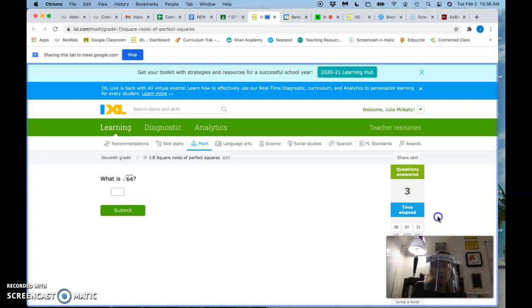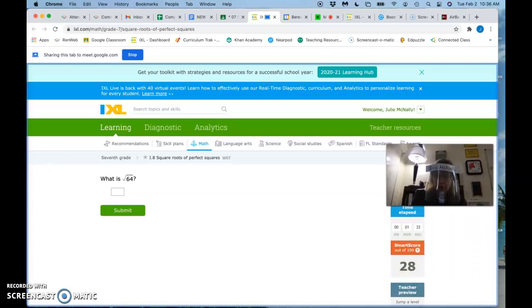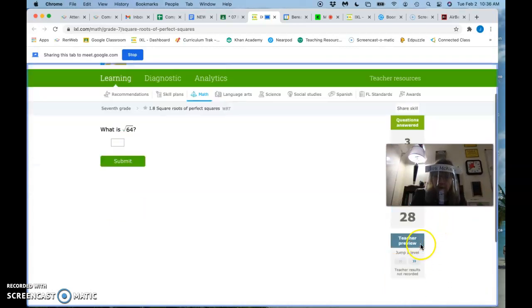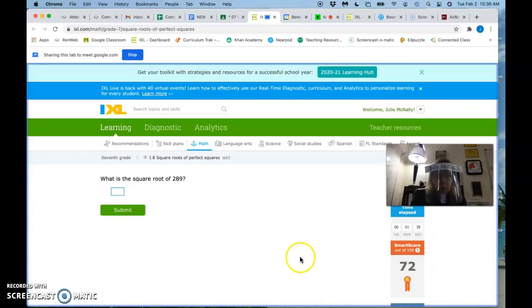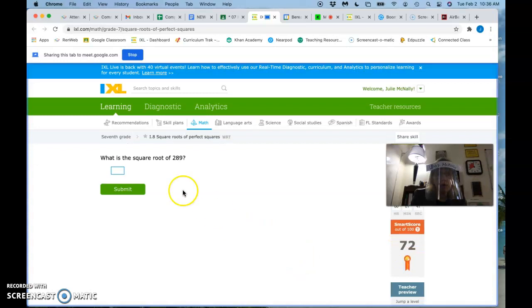Okay, I'm going to skip a level and see if anything different comes up. Ooh, okay, so the numbers are just getting bigger. The square root of 289, which I used to know, I think it's 17. Let's see if I got it. Yes, it is 17.